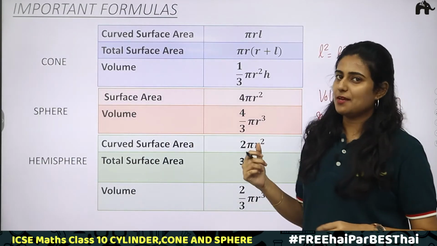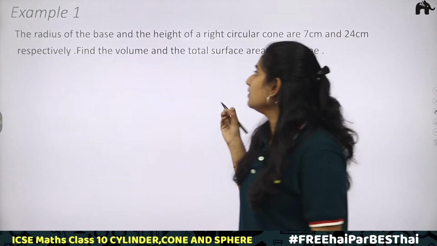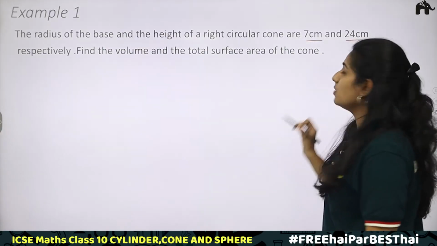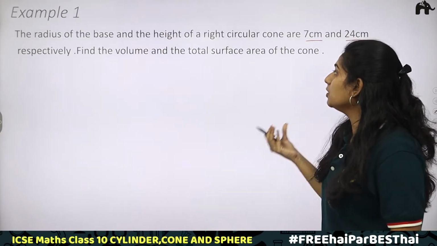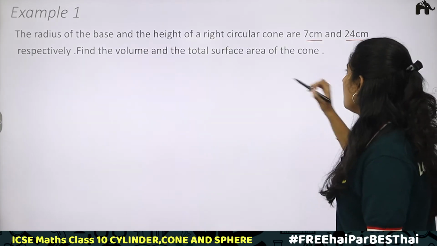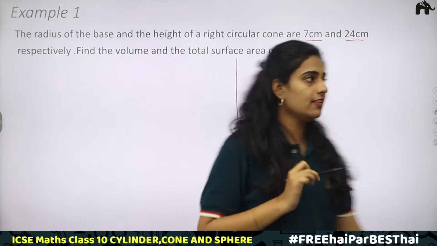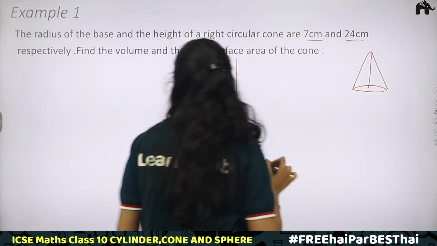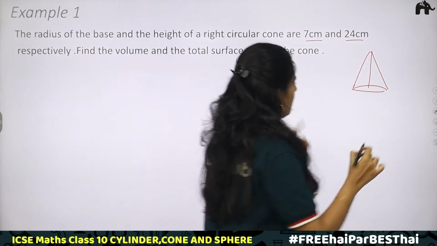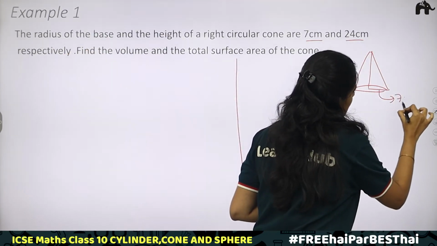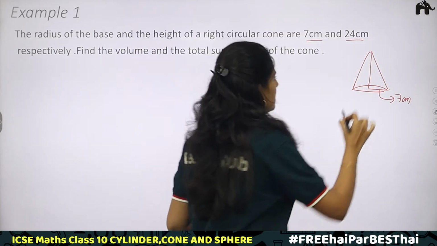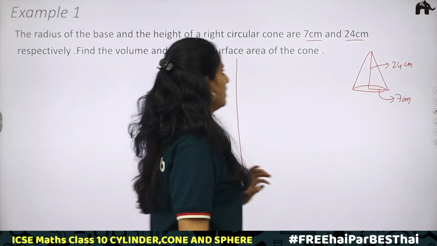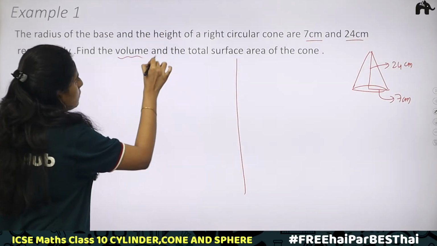Okay, let's take some examples and solve. Let us take an example. The radius of the base and the height of a right circular cone are 7 cm and 24 cm respectively. Find the volume and the total surface area of the cone. So here we have a cone. What are the given quantities? The radius of base is given, 7 cm. This is radius 7 cm and height is given 24 cm. So first part we have to find volume.